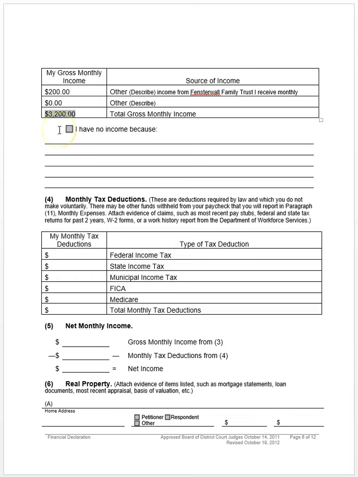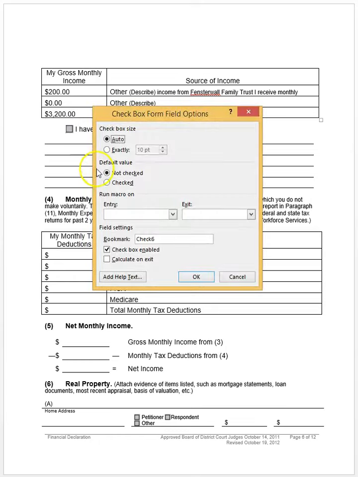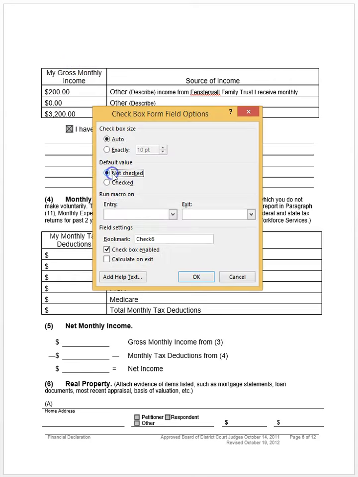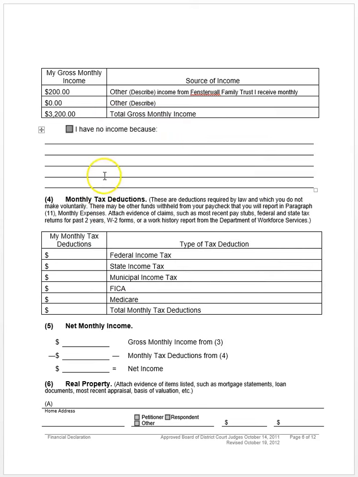You'll notice the next thing on paragraph 3 is if you don't have any income to explain. Again, you come to that checkbox. I'll show you once again. I can't single click it. I have to double click it. It will bring up the dialog box. I check the radio button for checked. Click enter or OK, and it will check the box. Now, because I'm employed, I wouldn't do that, but this bore repeating. So I can go back and fix that.